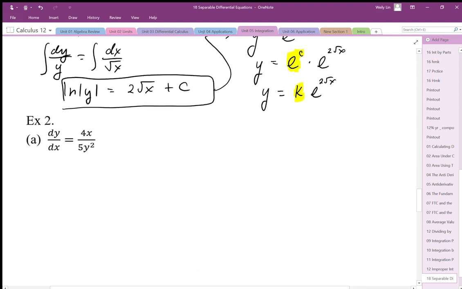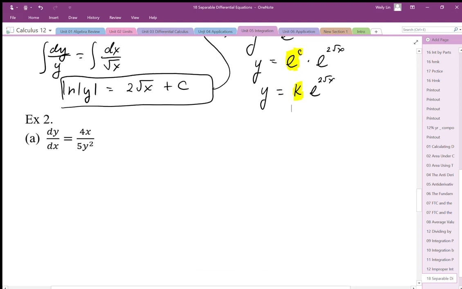So continuing on here, we want to separate and integrate. Okay, so we're going to separate these variables. So 5y squared goes with the dy, so it's cross multiplying basically. 4x dx. Now, these constants, it doesn't really matter where they go.